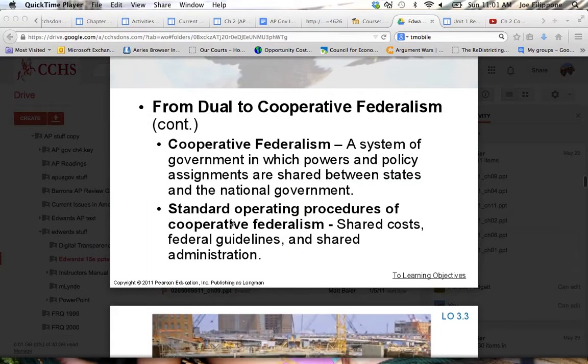Okay, cooperative federalism, which is what we have now, let's say. It's a system of government in which powers and policy assignments are shared between the states and the national government. Okay, and we share a lot of stuff, like education. A lot of times the national government will come down with something like No Child Left Behind, and say to the states, this is what we need to follow. We'll give you funding if you follow the No Child Left Behind standards and stuff. And sometimes states do it if they want the funding, which is very important for the states. And sometimes some states won't follow it and they don't get the funding. So we'll talk a little bit about that.